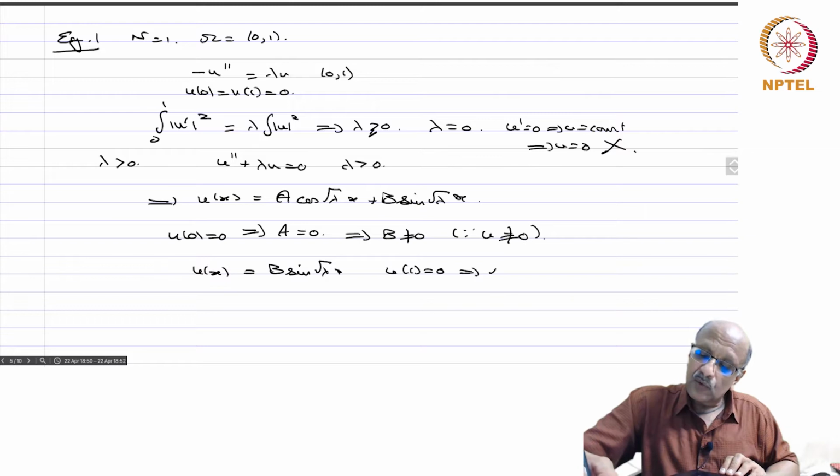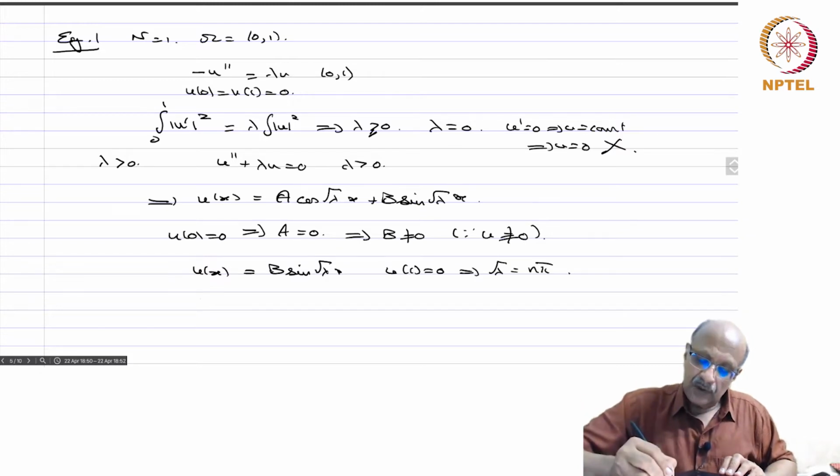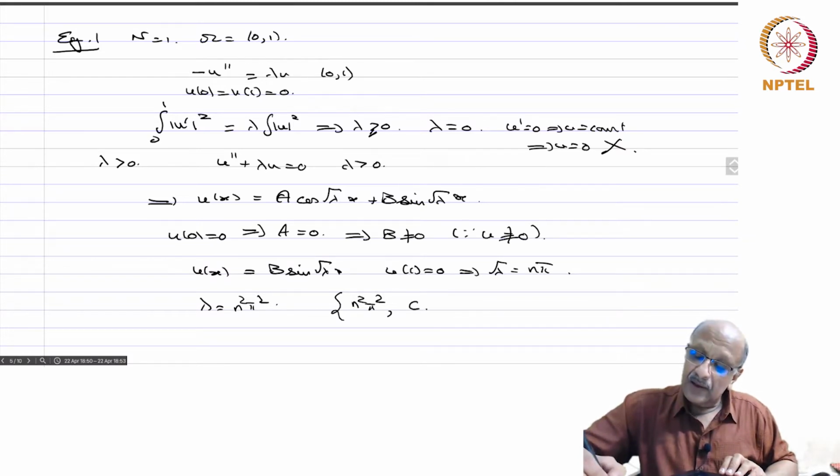Then u of 1 equal to 0 means that root lambda must be n pi. Therefore, lambda equals n square pi square. So, the only eigenvalues of this problem are n square pi square, and the corresponding eigenfunctions are some constant times sine n pi x.